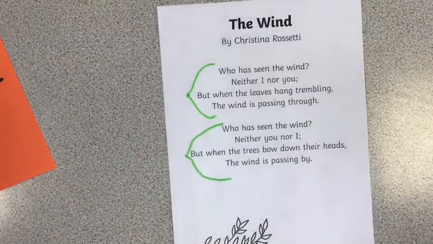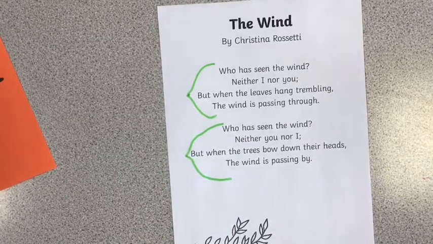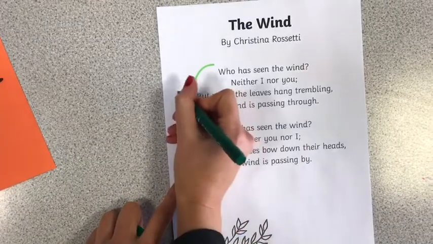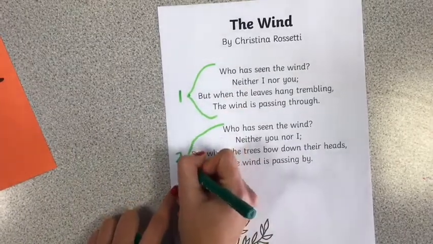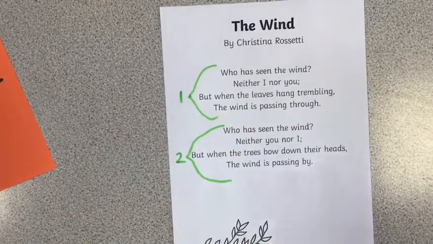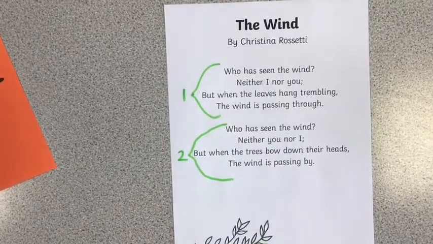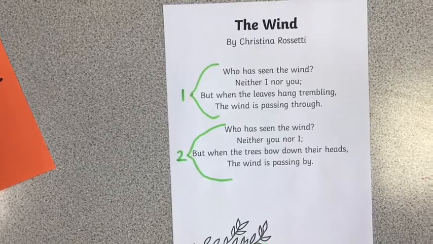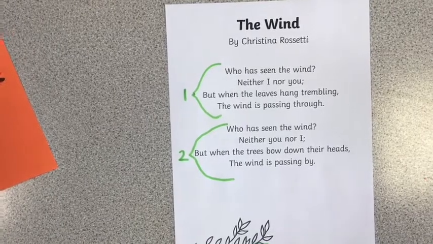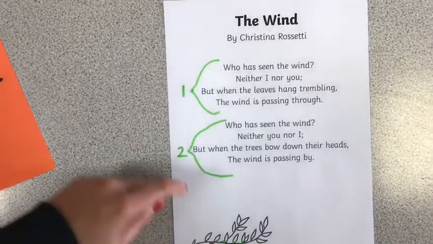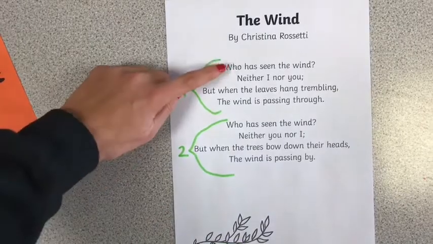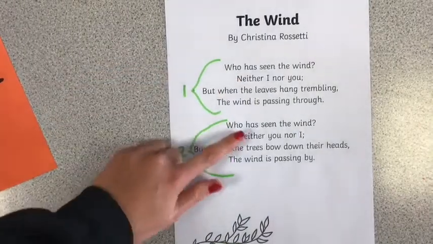So how many verses does this poem have? 1 and 2. Well done. Verse 1 and verse 2. You may find a poem just has 1 verse, or you might find a poem has 5 verses. I can see that both verses here have 4 lines. 1, 2, 3, 4 lines. 1, 2, 3, 4.